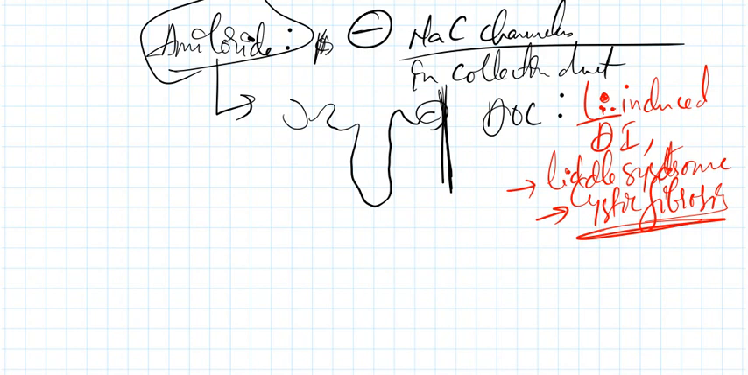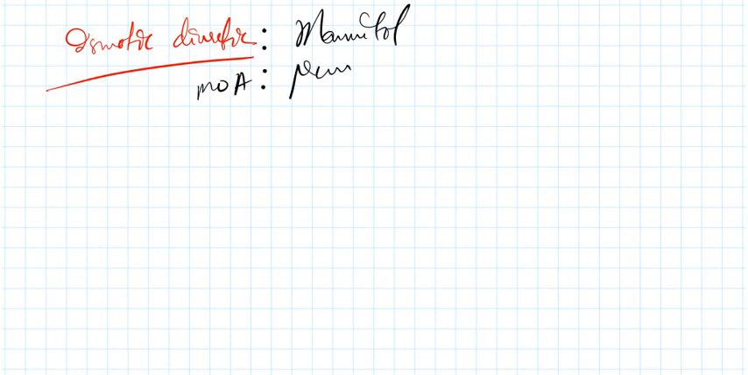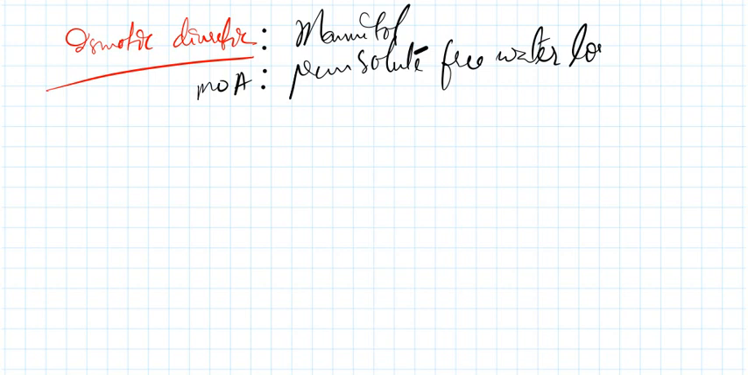Now the final group of diuretics is osmotic diuretics. Can you tell me the famous osmotic diuretic? That is mannitol. Very important. It's mannitol, right? What is the mechanism of action of mannitol? It's simple. It promotes solute free water loss. That's it, as simple. But what are the uses of mannitol?